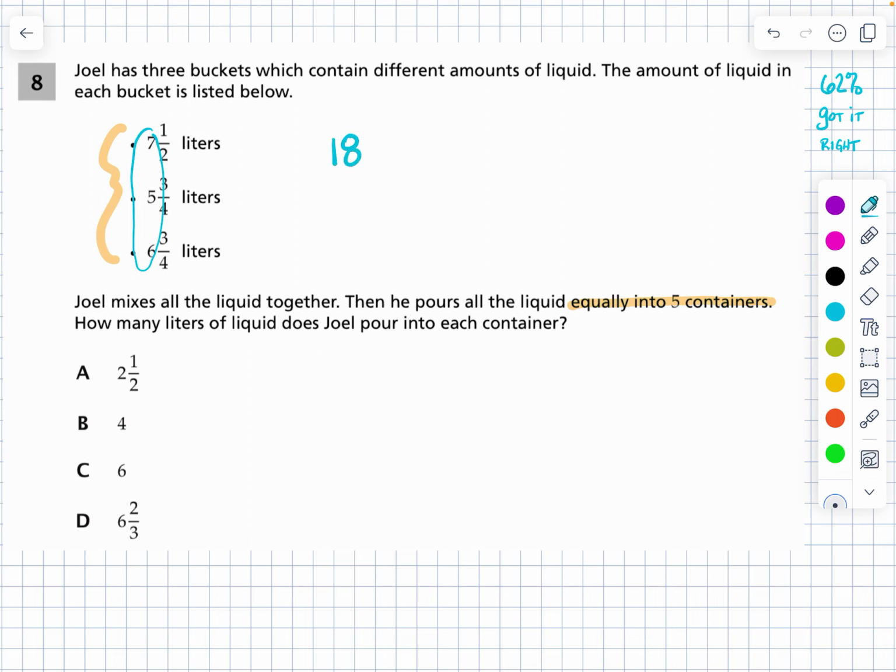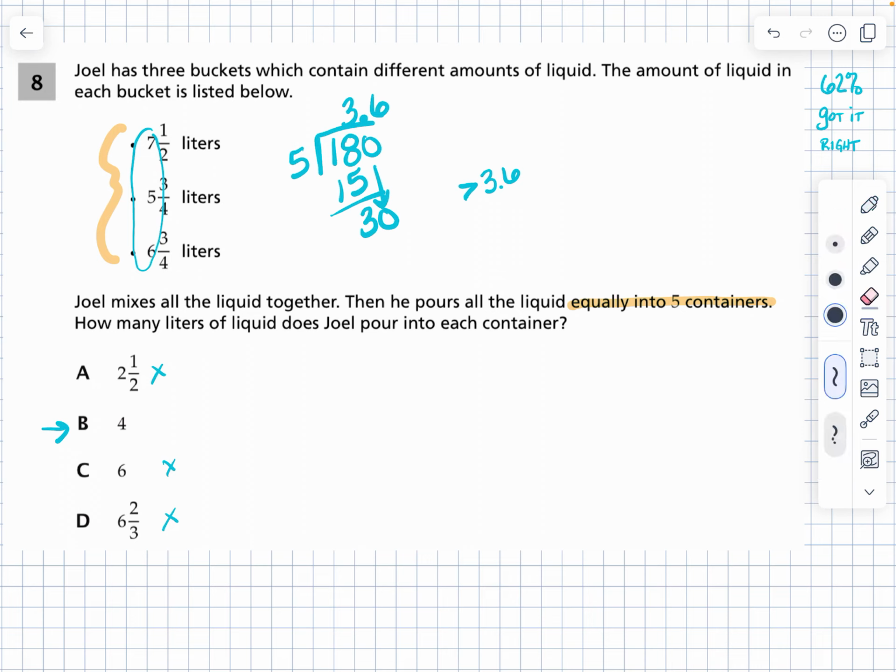And if I just had 18 liters and I divide it equally into 5 containers, then 3 times 5 is 15, and 5 goes into 36 times. So I'm going to have greater than 3.6 liters in each of the 5 containers. So this is too low, and these look a little high to me. So it looks like it's going to be B, but I don't really know yet. So I'm still going to work the problem, but it's nice to know where we're headed.